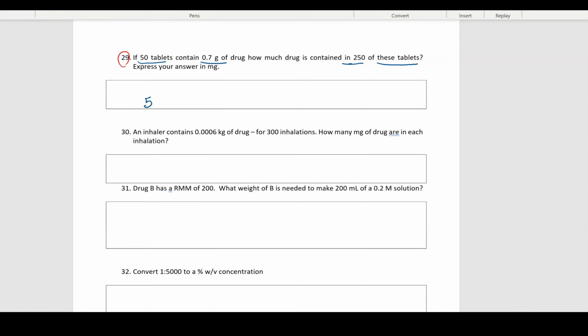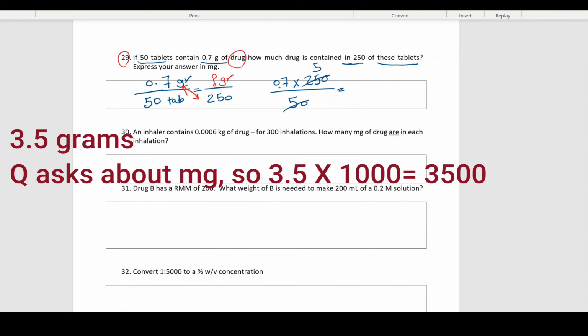Out of 50 tablets, we have 0.7 grams. So if we have 250 of these tablets, how many grams of the drug do we have? So 0.7 times 250 divided by 50, and 250 divided by 50 would be 5, so the answer is 3.5.